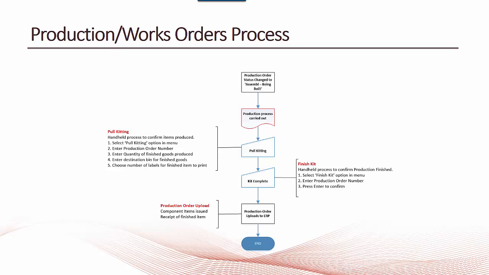The order is then complete if all the items have been produced from the order or if the user has decided so. The kit complete function on the handheld is used to tell the WMS to upload the details back to the ERP system. Stock will then be issued for the components and receipted for the parent item, and the process is complete.